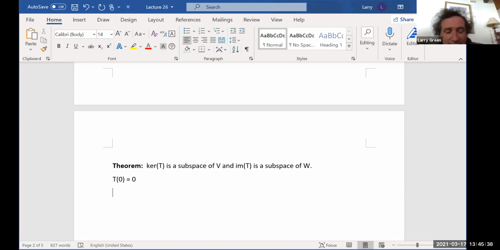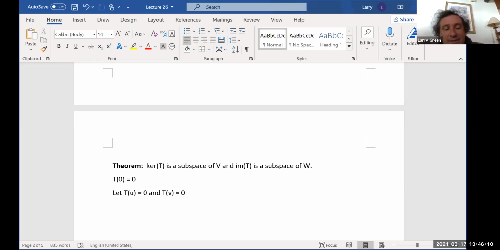So now let's look at T of, sorry, not T of U plus V. Let's look at T of U. So we want to show the kernel. So let T of U equal 0 and T of V equal 0. So suppose we have 2 vectors in the kernel of T.